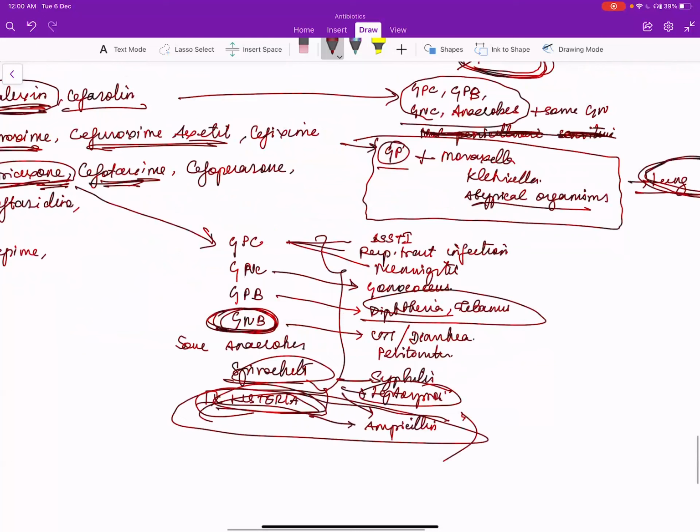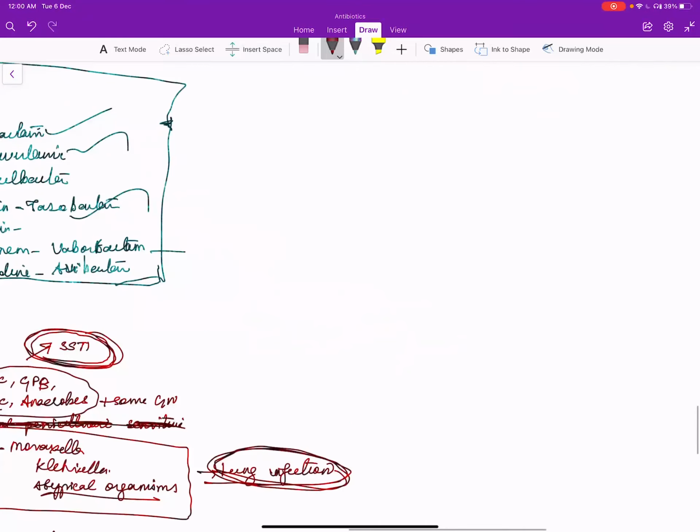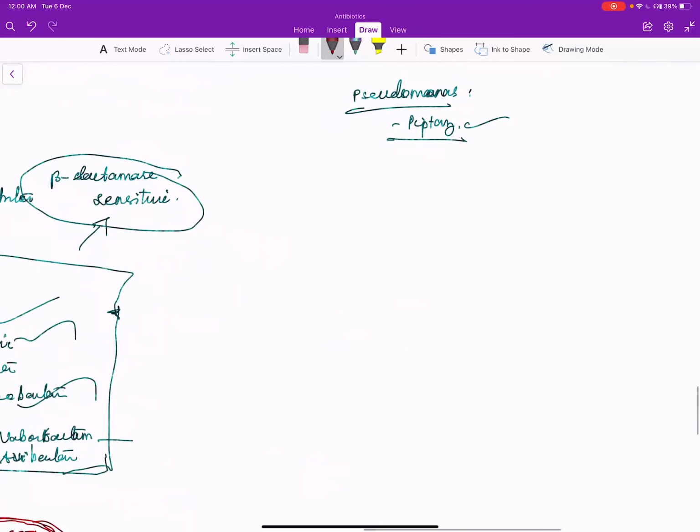So if we need Pseudomonas coverage, ceftazidime is there. As per older books, cefoperazone also covers Pseudomonas. So I gave you one insight. Among the penicillin group, piperacillin covers Pseudomonas. Among cephalosporins, ceftazidime. Ceftazidime is used with avibactam, right? So ceftazidime-avibactam, or cefoperazone with sulbactam.